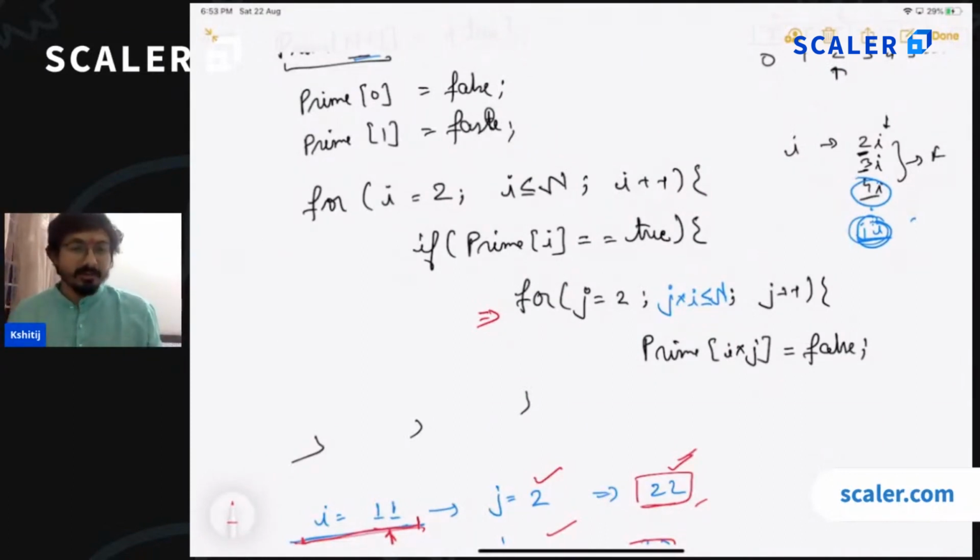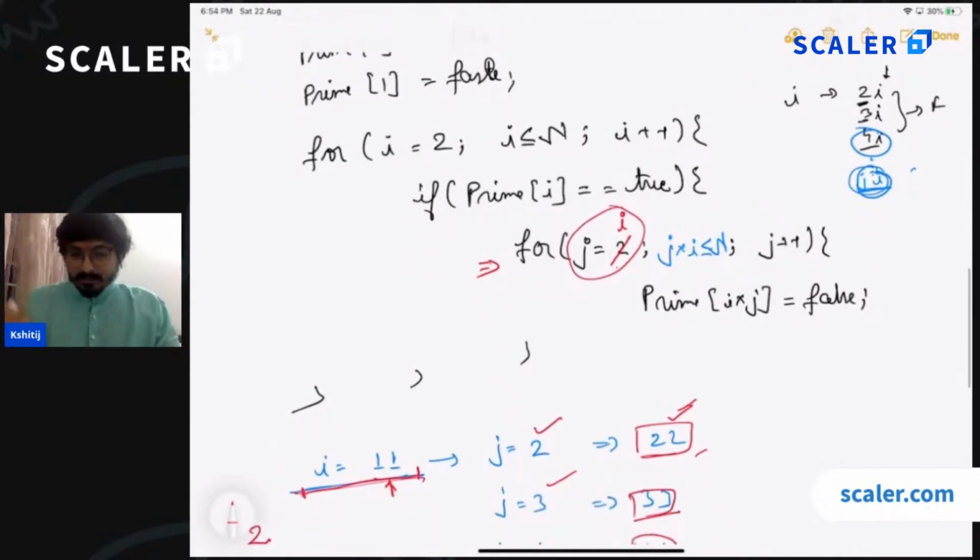This has to start from j equal to i, right? Because when we were trying to cut the numbers from 5, we saw that the first number that we are cutting is 25. Similarly, for 11, the first number which will be available there is going to be 121. All the other numbers must have been cut by the smaller values of i. So we don't need to start from 2, we can start j from i. Okay, cool. Now, if we are starting j from i, what is the maximum value that i can take?